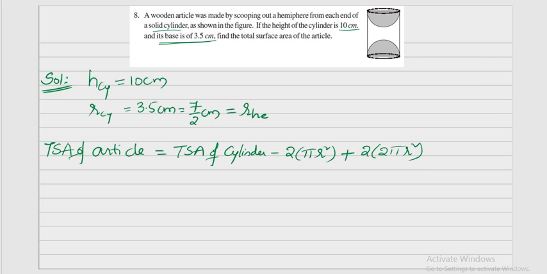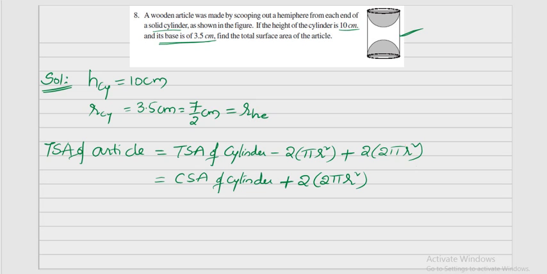Likewise, or simply what we can do, this is nothing but a cylinder, right? Since this is a cylinder, we can take the CSA of the cylinder, and to this CSA of cylinder we can directly add 2 times the hemispherical surfaces. Okay, so both the formulas are nothing but one and the same.